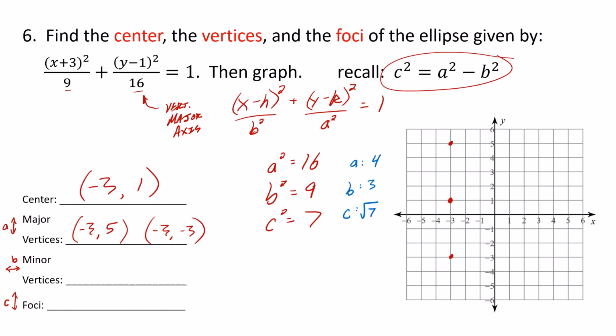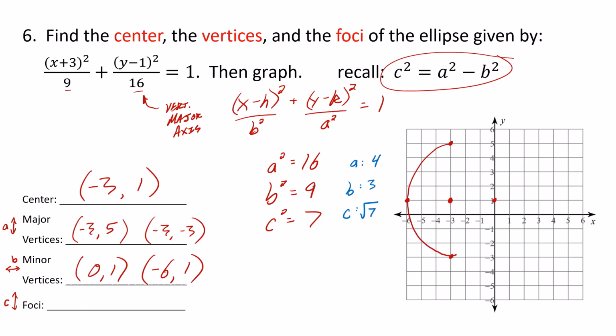Now my minor vertices are going to go left and right, now 3, so that's actually going to change my x-coordinates. So 3 higher than -3 would be 0, so 0, 1 is one of the ordered pairs. 3 less than -3 would be -6. Again, keeping the y-coordinate, but we could also count 1, 2, 3 to the right, see that yes, in fact, 0, 1 is one of the points, and then 1, 2, 3 to the left did in fact turn into -6 for the x-coordinate.